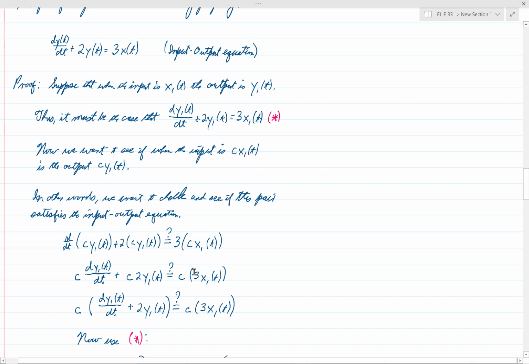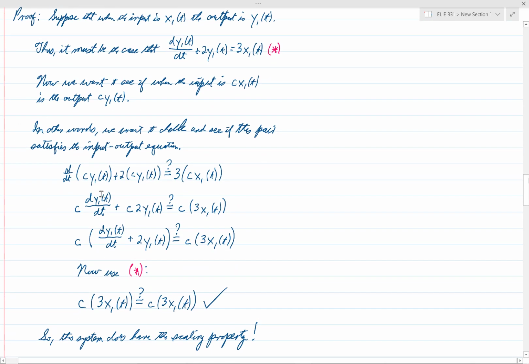Okay, so now let's work on this a little bit. When we take this derivative here, remember c is a constant, so it can come outside of the derivative, and we're just left with c dy1 dt. And likewise, c and 2 are both constants, so we could pull the c outside of the 2 and write this term like this, c times 2 y1 of t. And then we bring down the equal question mark sign, and likewise over here, 3 and c are both constants, so we could interchange the order there as well.